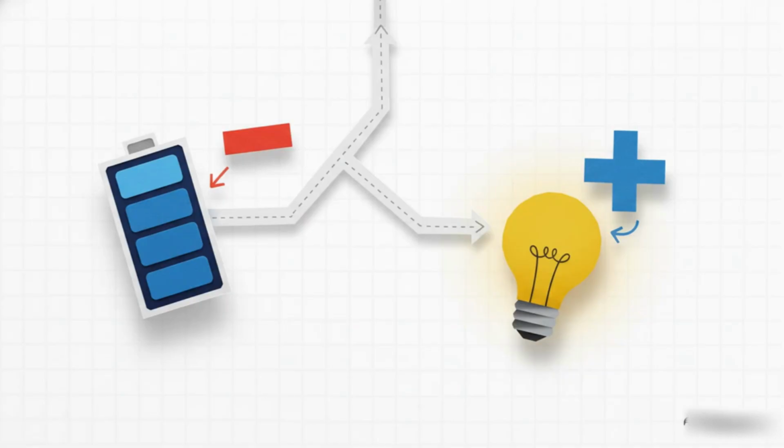And here's where it gets really elegant. When we actually calculate the power, P equals V times I, the sign of our answer tells us the whole story. If the number is positive, power is being absorbed, like by a light bulb. If the number is negative, power is being supplied, like from a battery. It's a beautifully simple system.